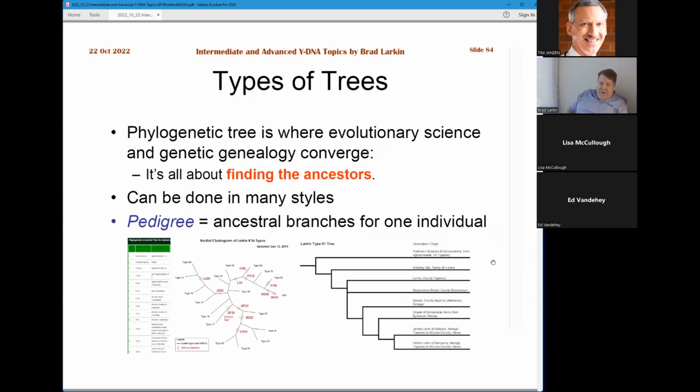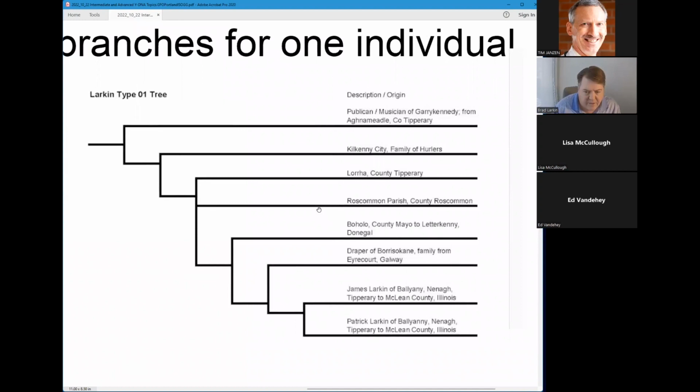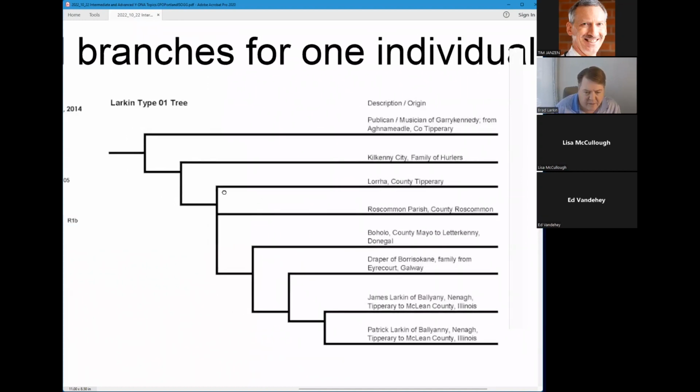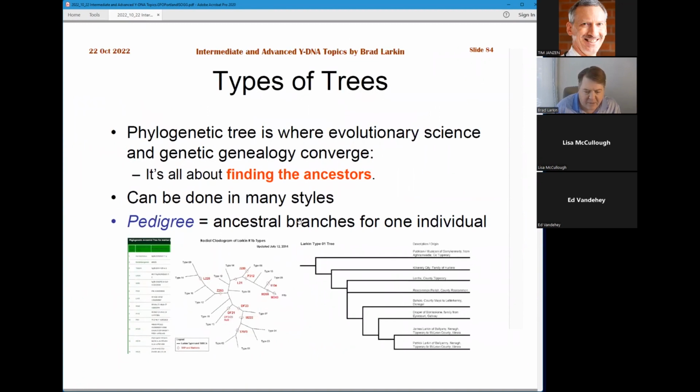Trees can be done in many styles. A pedigree is a kind of tree in the sense that it's the ancestral branches for one individual. This middle one here is called a radial cladogram style. This type is kind of a root and branch, with straight lines, but they all mean the same thing. They're depicting ancestry. You can make an ancestry tree potentially with anything.